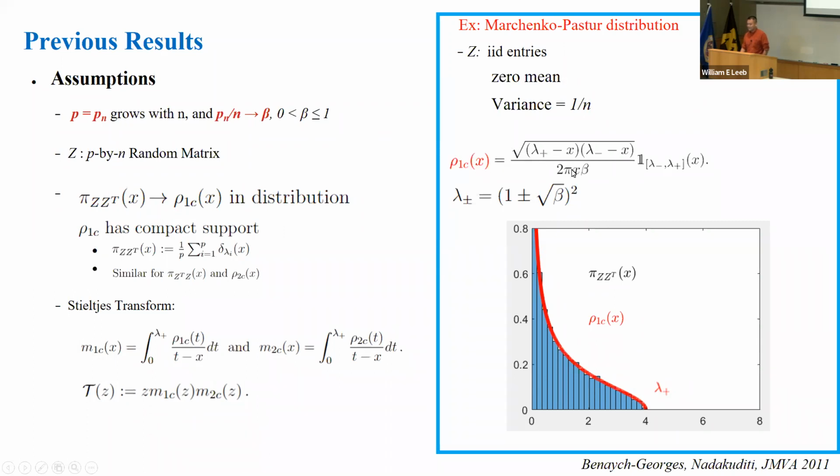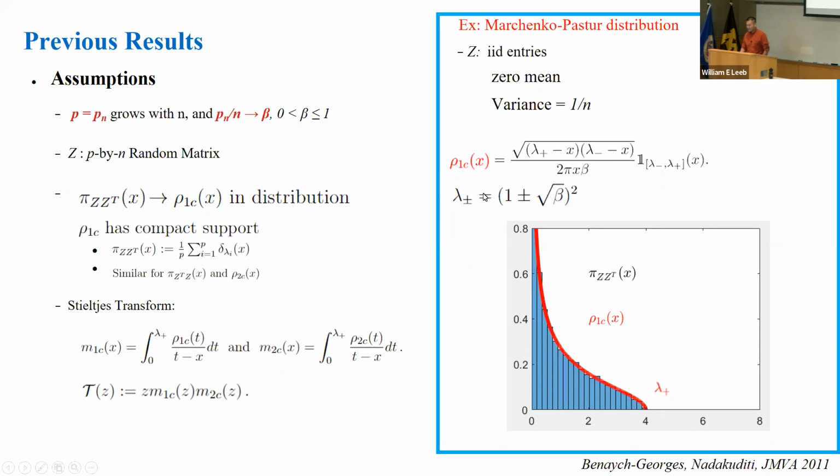The function merely depends on beta, which is merely p divided by n. And also the rightmost edge of rho 1C of the distribution, we call it lambda plus. And the leftmost edge, like in this case, is 0. We call it lambda minus.